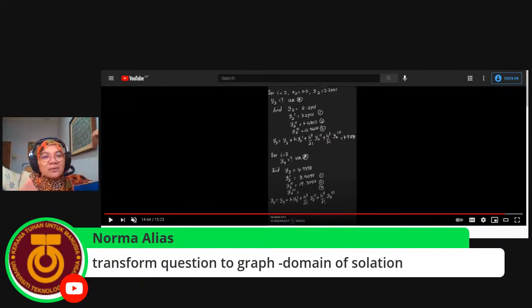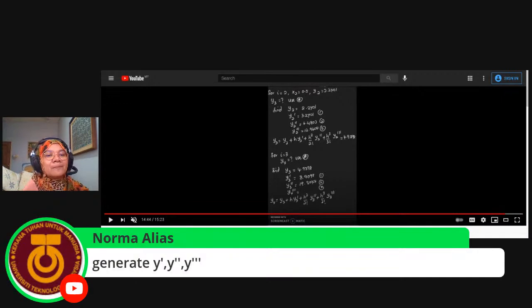So the graph is increasing or decreasing. It depends on how you generate the solution of first order, second order, and third order of y, because the Taylor series depends on the third order derivative of y. So i depends on the grid itself.